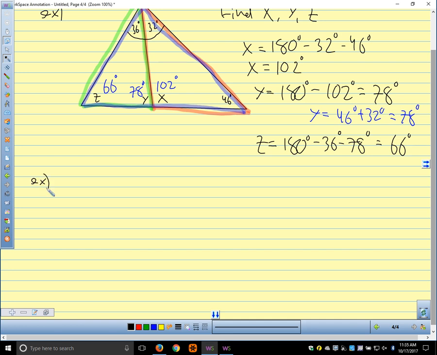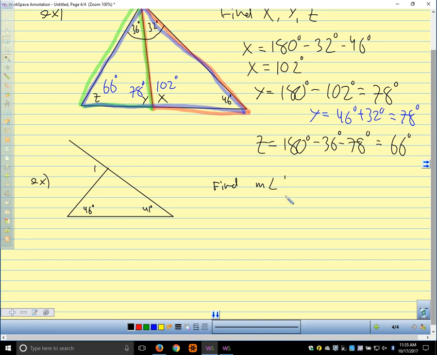Okay, let's look at another example, this time with an exterior angle. So there's my triangle. I'm going to call that angle 1, 46 and 41 degrees. And we want to find the measure of angle 1. Again, a couple ways that we can do this. Anybody want to help us out with telling us one way that we could do it?